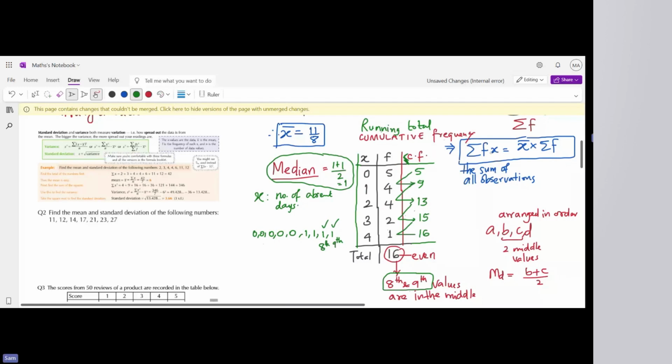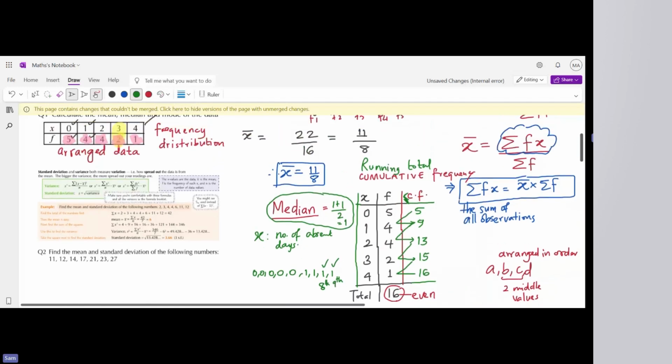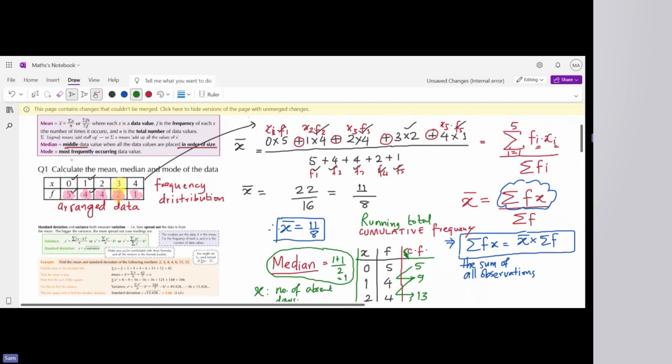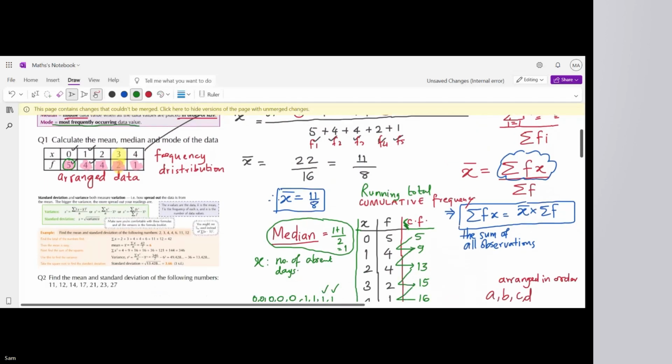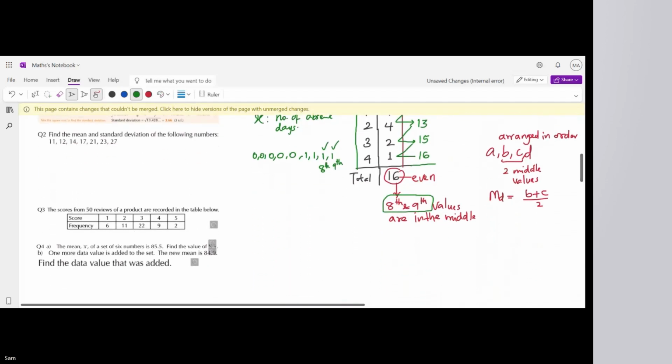And what is the meaning of mode here? What does mode actually mean? Mode means the most frequently occurring data value. So here, most frequently means the value with the highest frequency, that is 5. So what is the mode here? The mode is 0.